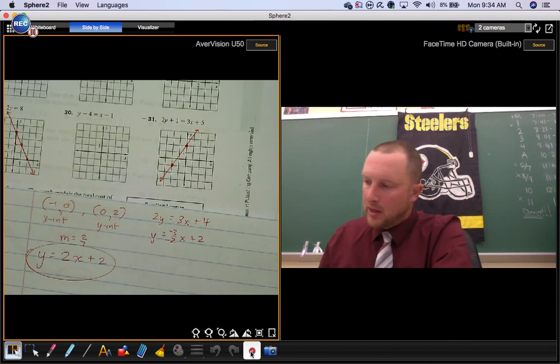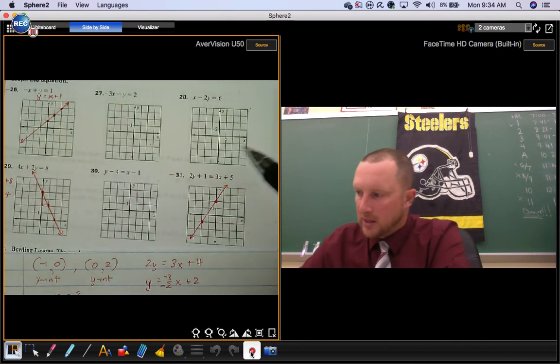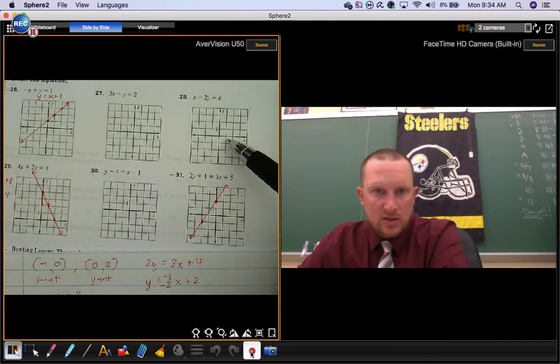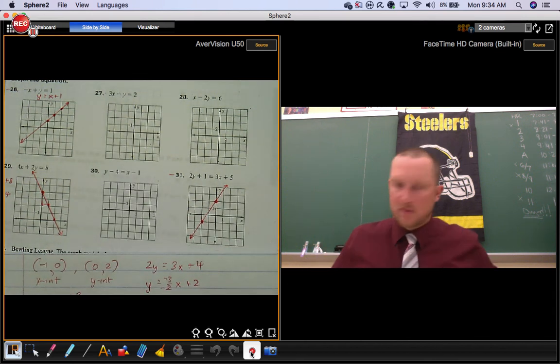Okay, one other thing I want to point out, because a lot of people make the mistake on this problem, is number 28. It's not a difficult one, but notice what the scale is. Now you're counting by 2s. So watch yourself. The ones we did together, you're counting by 1s. Just be aware of the scale, please.